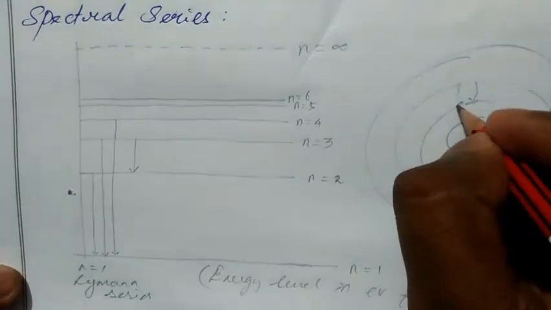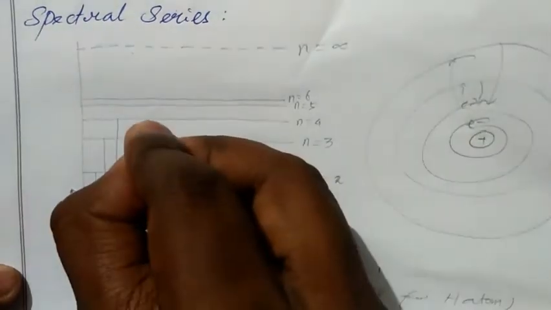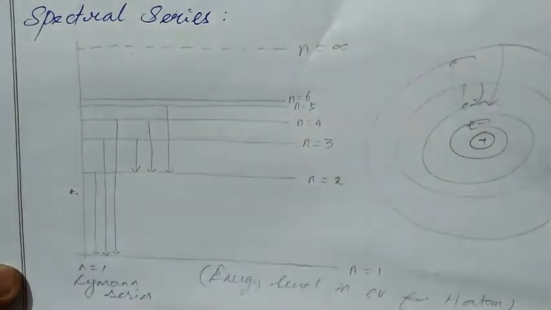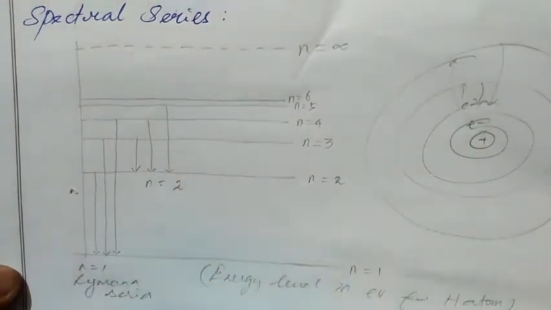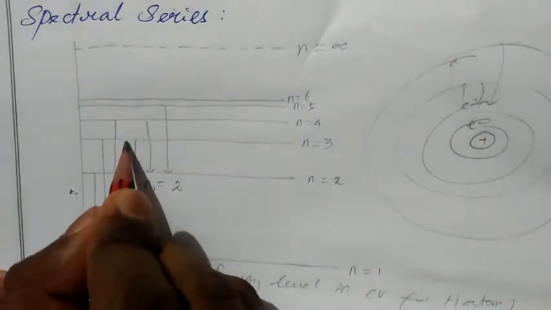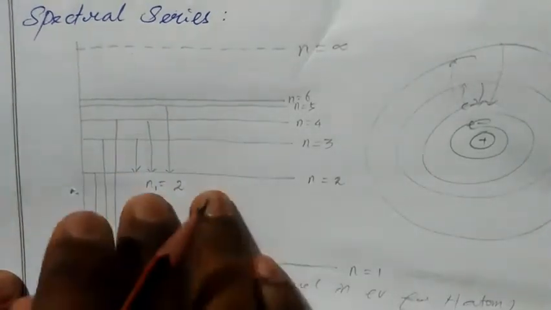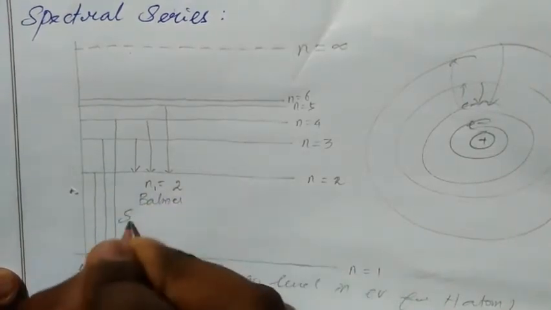Or an electron in the second orbital goes to the fourth state, again coming to the second state. So 4 to 1, or 5 to 1. These kinds of transitions are known as the Balmer series. Here the value of n1 is 2. What is n2? Here n2 is 3, here n2 is 4, here n2 is 5, but the n1 value is 2. So if the n1 value is 2, then this kind of series is known as the Balmer series.